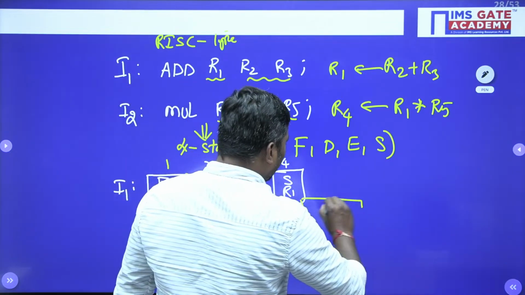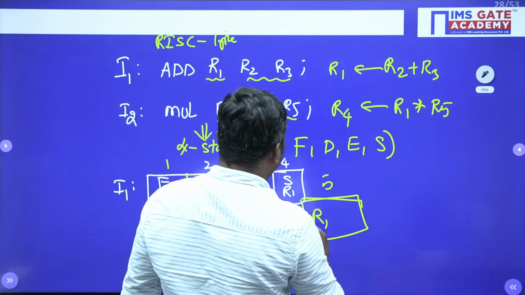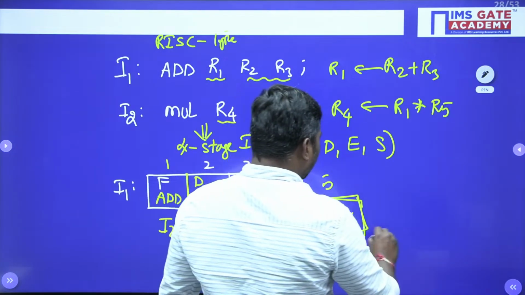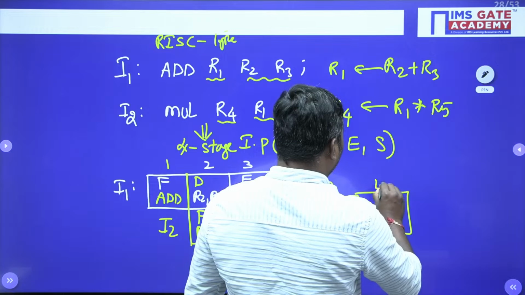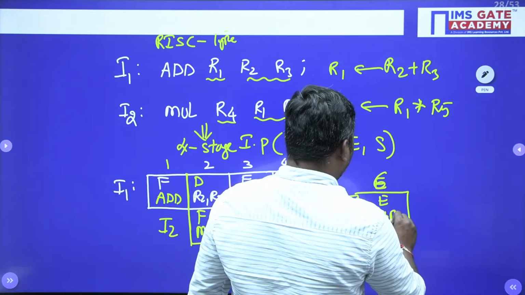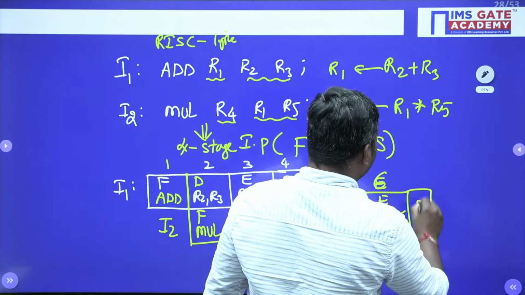Then here I can decode. At the 5th clock, observe, decode means register R1 is available, register R5 is available. Decode. After that I can execute it. What is execution? At the 6th clock, R1 multiplied by R5, and store in register R4 at the 7th clock. See.